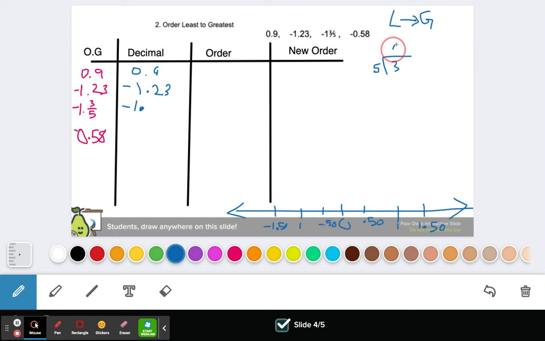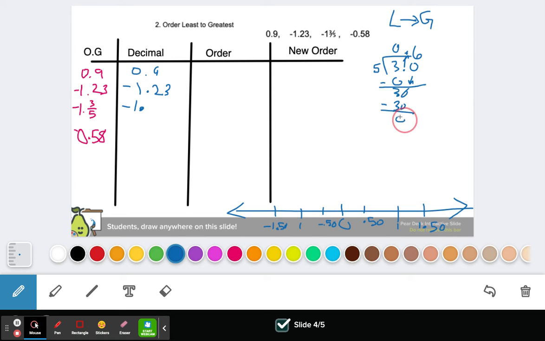So 5 can't go into 3, so that's a 0. I need to add a decimal and another 0. I bring up my decimal. 5 times 0 is 0. I subtract, I get 3. But I need to bring down the 0. 5 can go into 30 six times. 5 times 6 is 30. I subtract and I get 0.